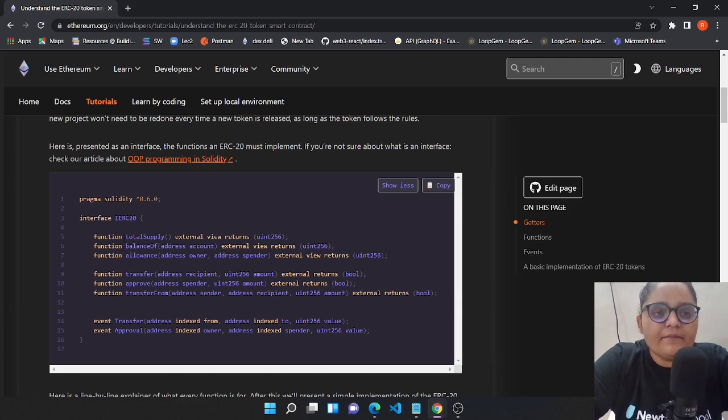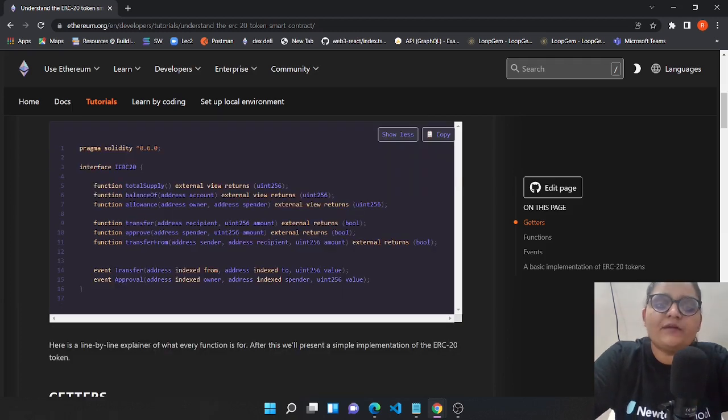they have a totalSupply function, they have a balanceOf function. So totalSupply tells you how much of this token exists, in number. Then balanceOf tells you, if you pass the address of your account, how much of this token you have in your account. Then there is allowance, where you allow someone to spend your tokens on your behalf.